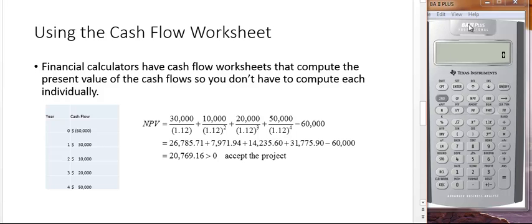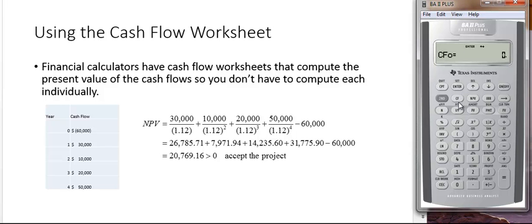And if you have a financial calculator, they all have cash flow worksheets. This happens to be the BA II Plus Professional model. There's a button here, CF, and you'll notice it says CF0. It's asking for the cash flow in time period 0, and this is going to be 60,000. So let's type in 60,000, change the sign to negative 60,000. You have to enter so that you see the equal sign here, and then we can scroll down.